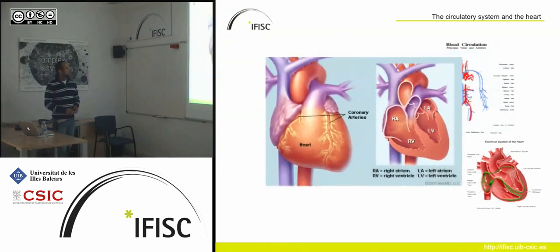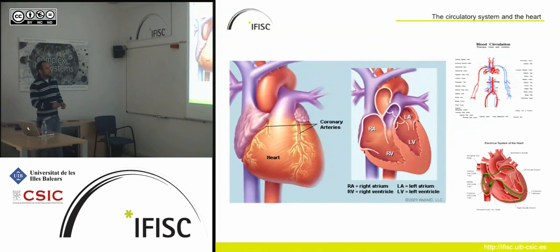The heart is divided in 4 chambers. The upper chambers are known as the atria, the right and left atria. And then we have 2 more chambers that are the ventricles, right and left ventricle. The way that it works is that the blood without oxygen that comes from the different parts of the body comes through the vena cava and arrives into the right atrium.